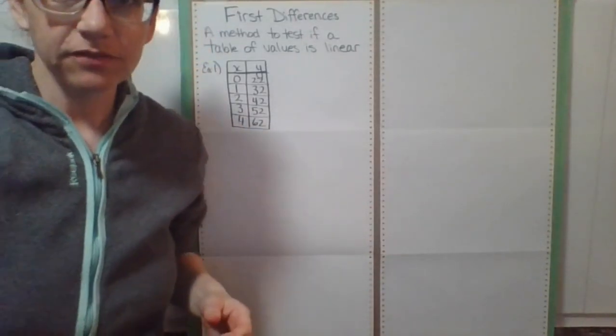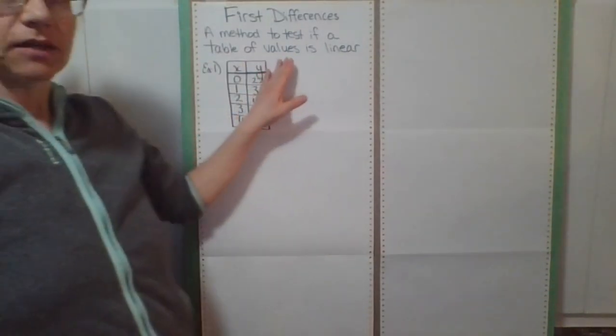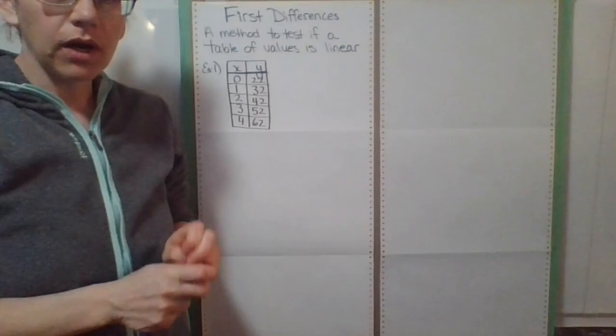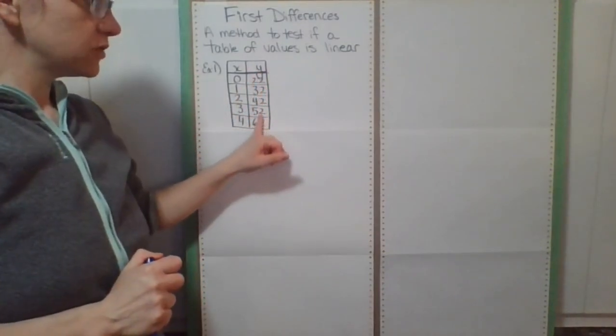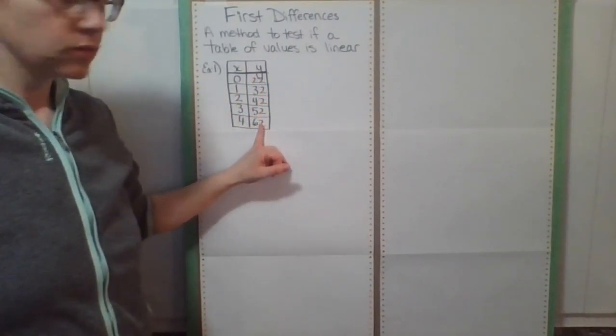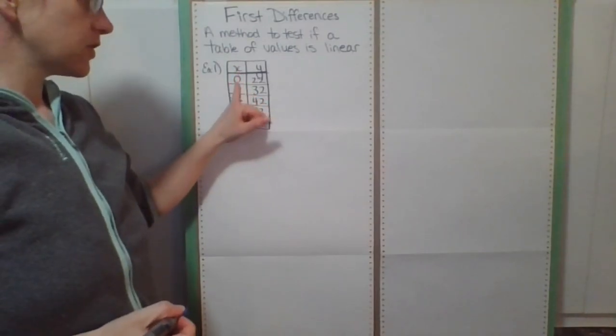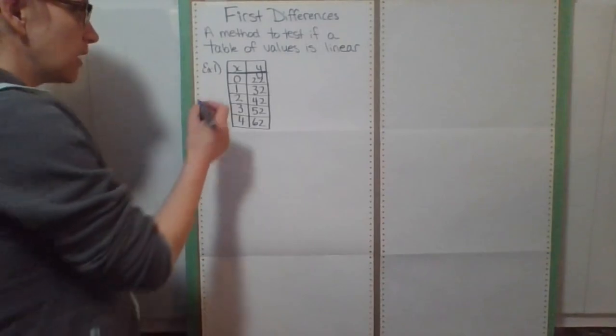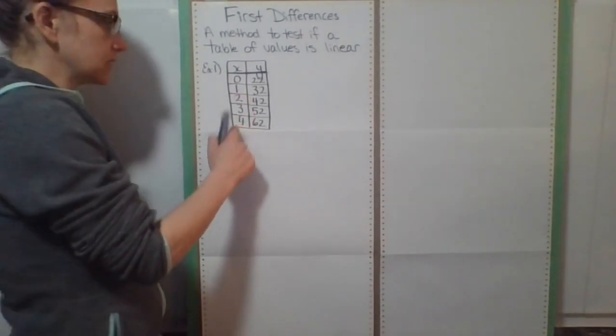Let's look at first differences. That's a method to test if a table of values is linear. What we want to look at is to see if my y values change at a constant rate. And we have to make sure that our x's are all also changing at a constant rate. So let's first make sure that our change in x is consistent.